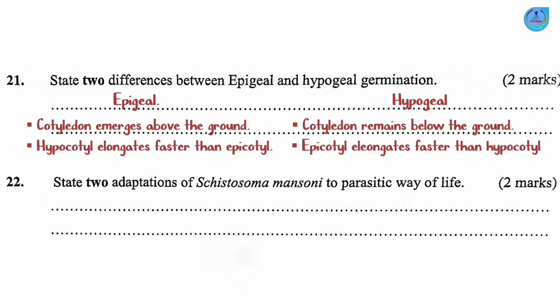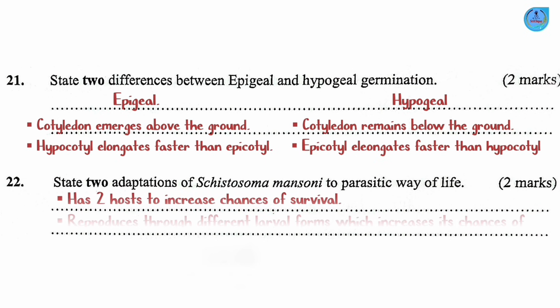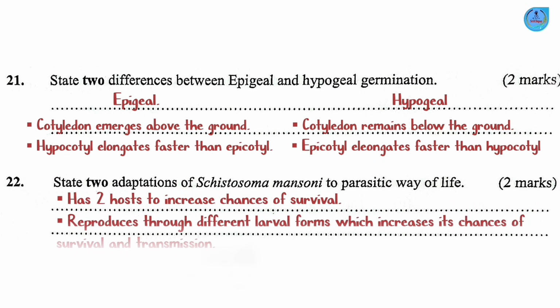Okay, question number 22. State 2 adaptations of Schistosoma mansoni to the parasitic way of life. Now, this is the organism that is responsible for bilharzia, and it has quite a few adaptations, okay? So I'm just going to mention a few of them, and here they are.